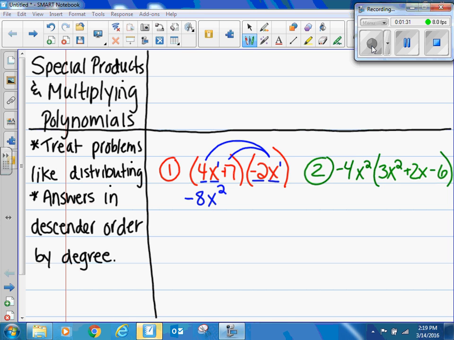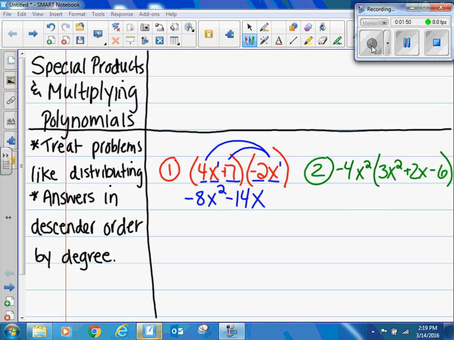And then again, we're going to go into another term. We're going to multiply our negative 2x by our 7. Negative 2 times 7 is negative 14. And then we just have this x over here, so negative 14x. And I want to check and make sure it's in descending order. That's good. And there's my answer, negative 8x squared minus 14x.